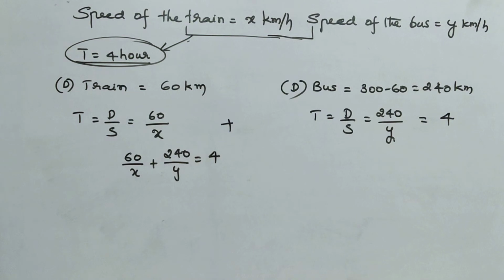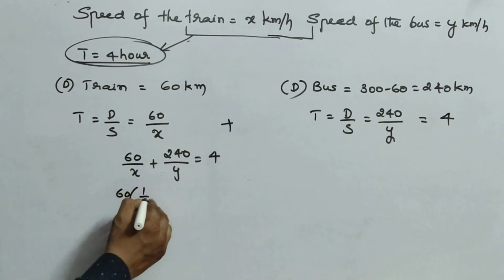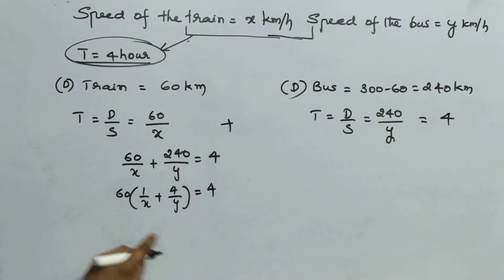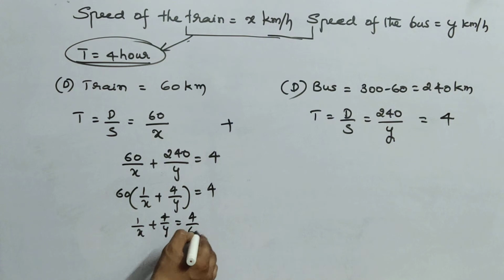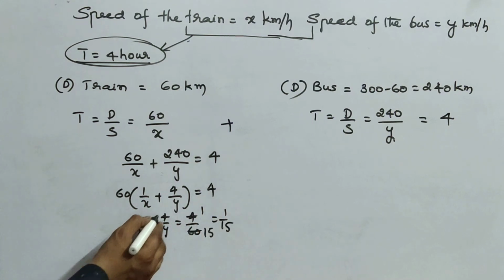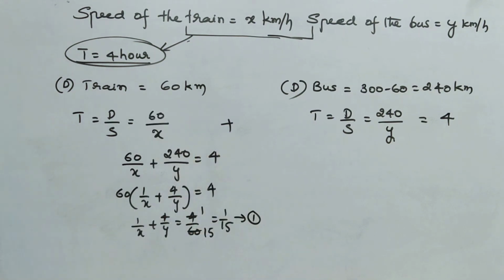So still if you want to do simplification, we can do it, children. If you want, you can take 60 common. Then 1 by x plus 4 by y equals 4 by 60. So this 60 will come here. 4 ones are 4, 4 fifteens are 60. So 1 by 15. That means 1 by x plus 4 by y equals 1 by 15 is one equation. Okay. Next. This is the first equation.